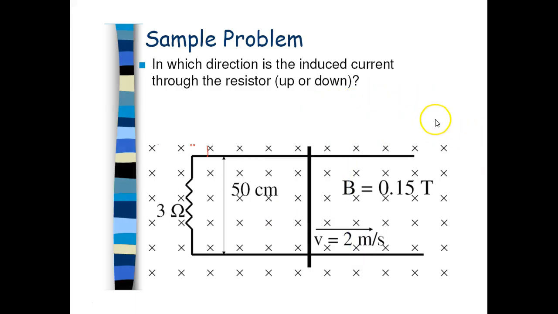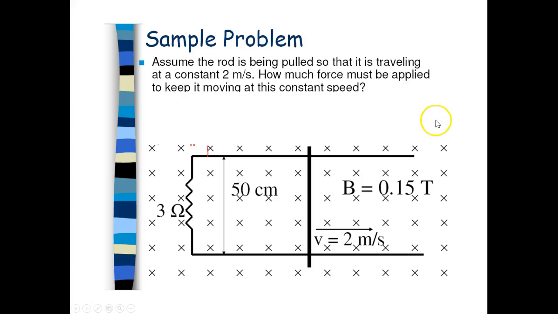Very last problem is one that's still very similar. It says assume that the rod is being pulled so that it's traveling at a constant 2 meters per second. They want to know how much force must be applied to keep it moving at this speed, which essentially means if I'm applying a force in this direction, then there's got to be a force of magnetism. So we're going to say FB that is going in the opposite direction. So let's go through and put everything in.